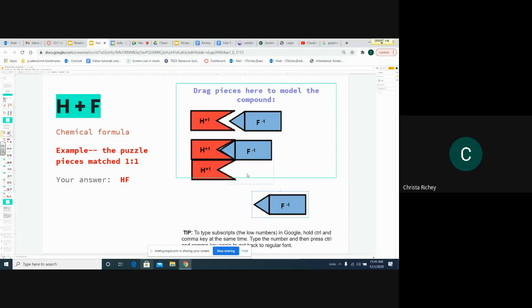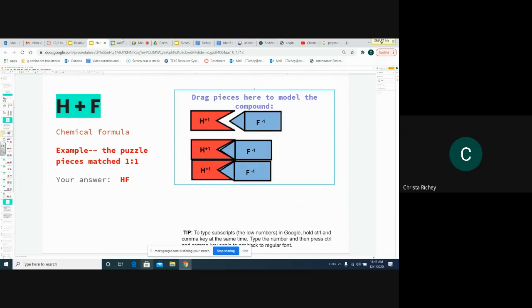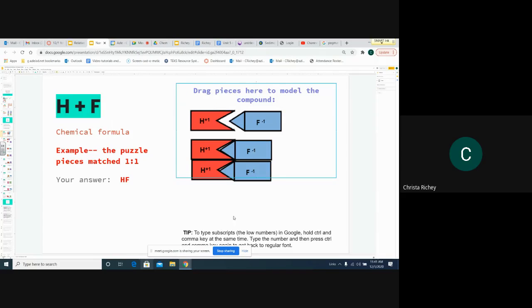And you can see that each of these, I wasn't trying to double them up. It is a 1-to-1 ratio. So the formula is just HF. We're going to have our notes on building formulas tomorrow for what we call binary, meaning 2 different element compounds.